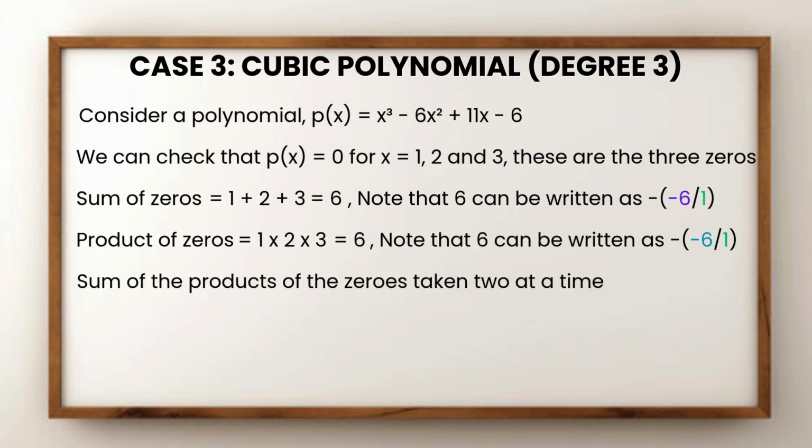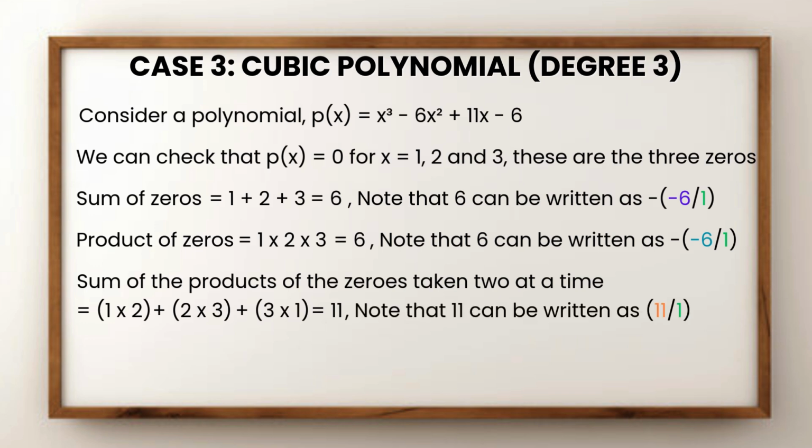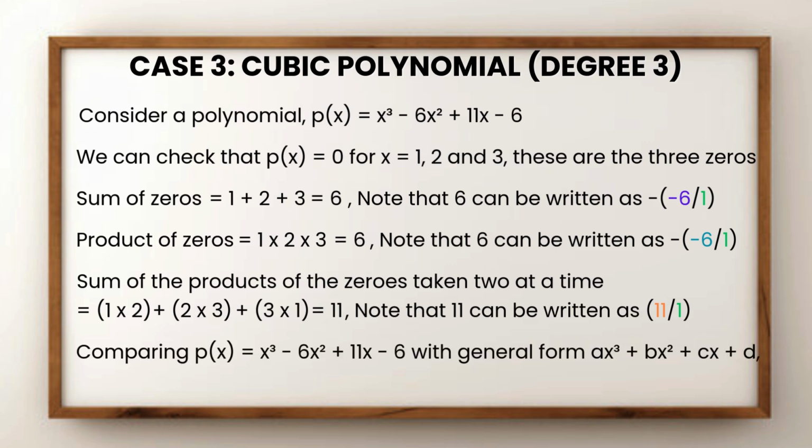Sum of the products of the zeros taken two at a time is equal to 1 into 2 plus 2 into 3 plus 3 into 1, which is equal to 11. 11 can be written as 11 by 1. Comparing x cube minus 6x square plus 11x minus 6 with the general form ax cube plus bx square plus cx plus d, we get a equal to 1, b equal to minus 6, c equal to 11, and d equal to minus 6.